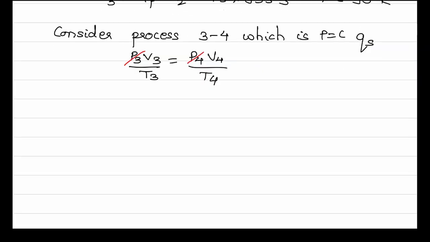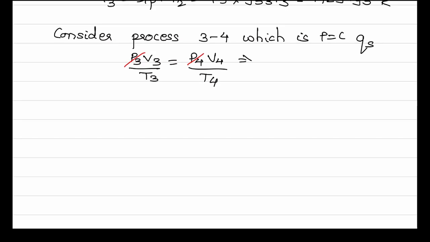So I'll write down V4 by V3. I've taken V4 here and V3 here. So V4 by V3 is the cutoff ratio, and in terms of temperature this will become T4 by T3. I want to find T4. So T4 will be equal to T3 into the cutoff ratio.